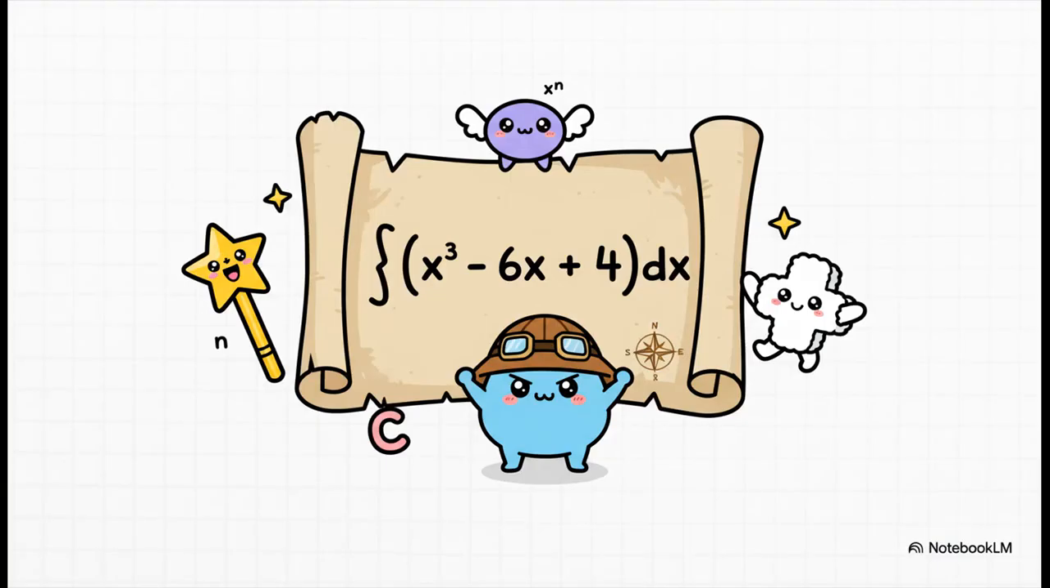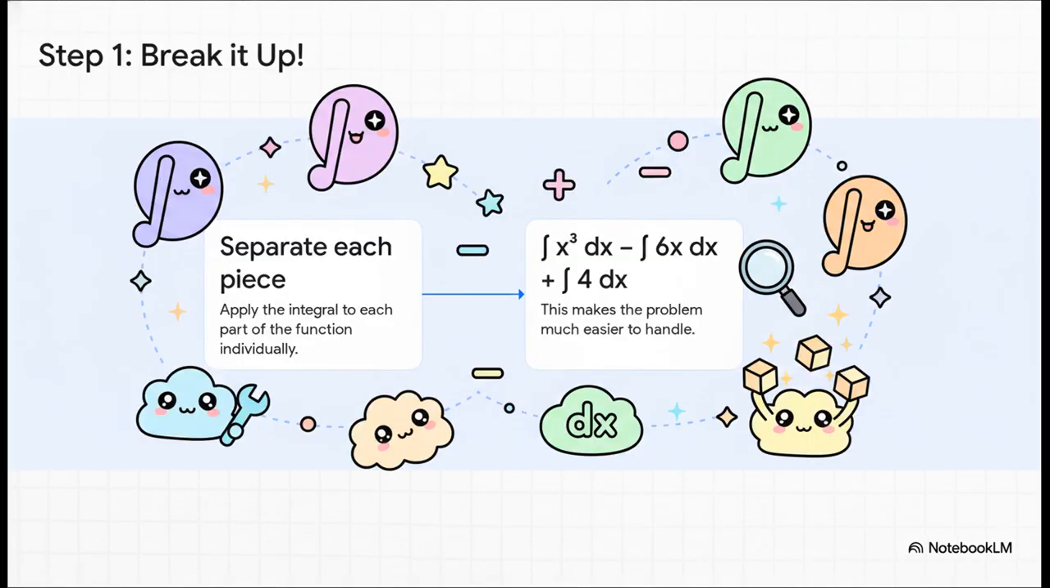Okay, team, here's our first official challenge. We need to evaluate the integral of x cubed minus 6x plus 4. It looks like a lot, but don't worry, we're going to break it down. So, step 1, and this is a great trick to remember, we don't have to solve this whole thing at once. We can actually break it into mini problems. We'll find the integral of x cubed, then the integral of 6x, and then the integral of 4, and just put them all together at the end.